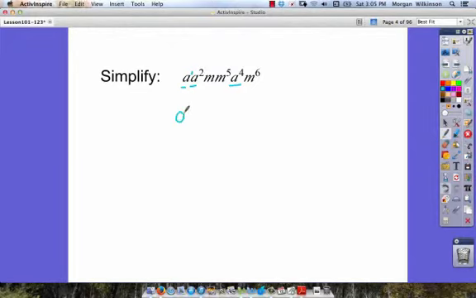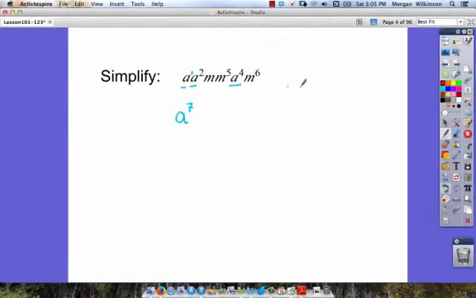So for powers of a, well, we've got a to the first and a to the second. In total, that must be a to the third. And then we've got a to the fourth, so 3 plus 4 is 7, gives us a grand total of a to the 7th power.